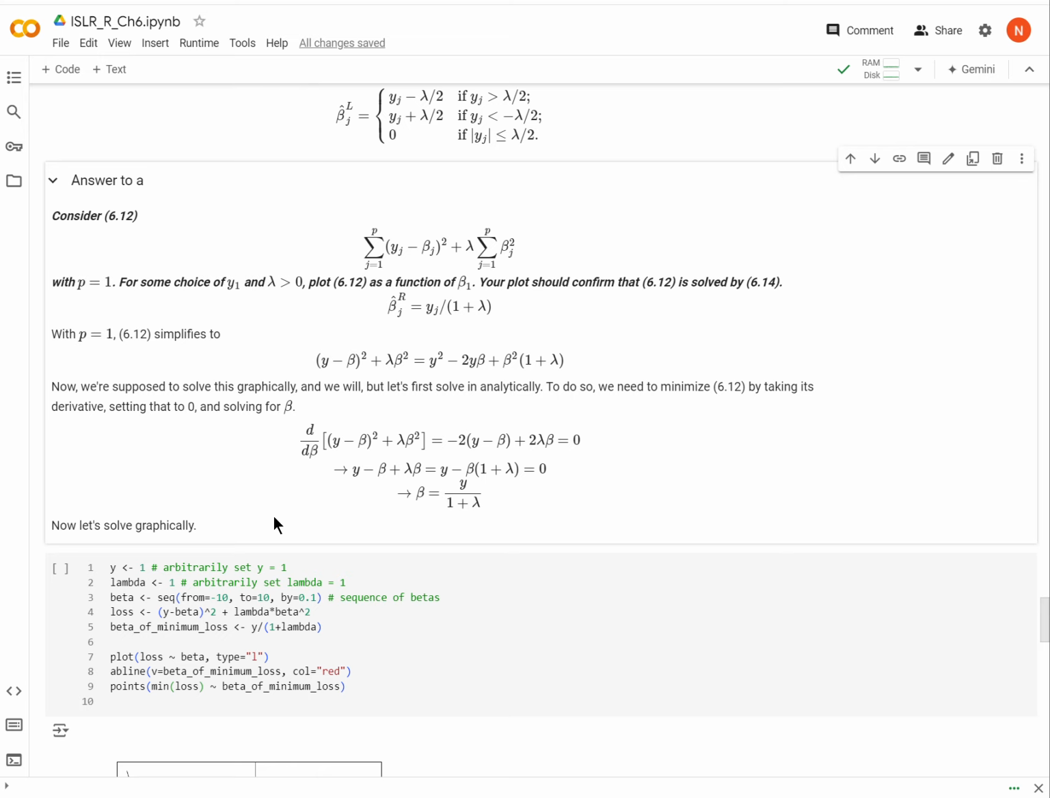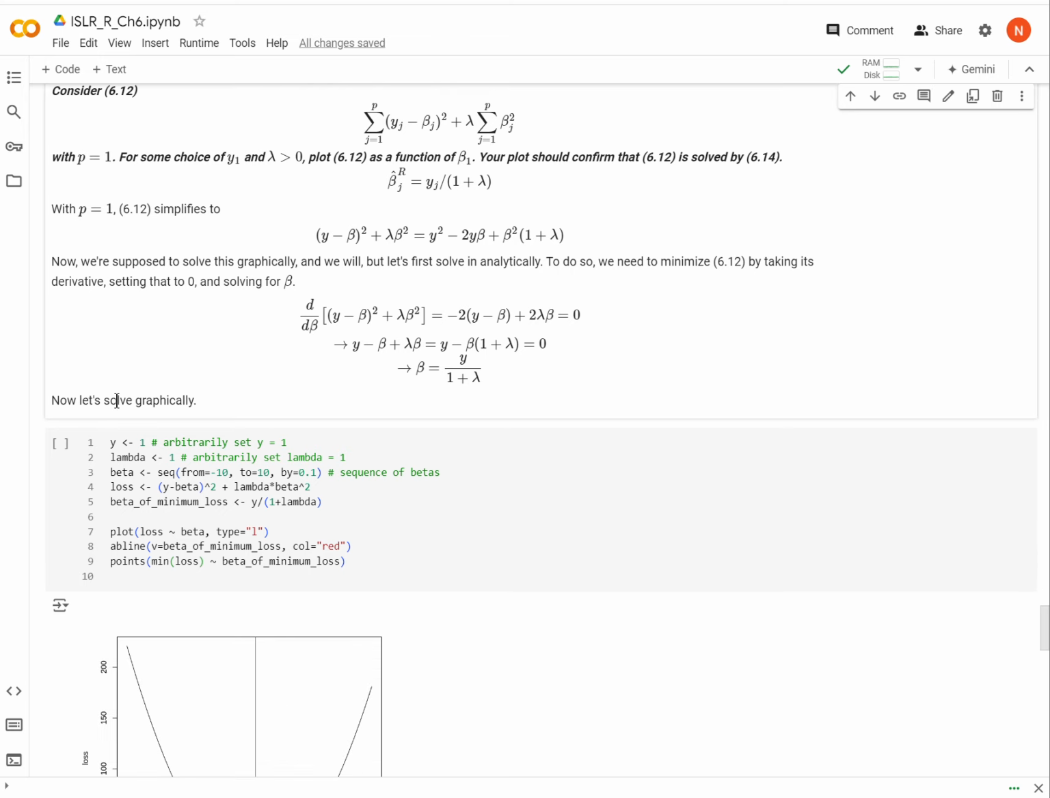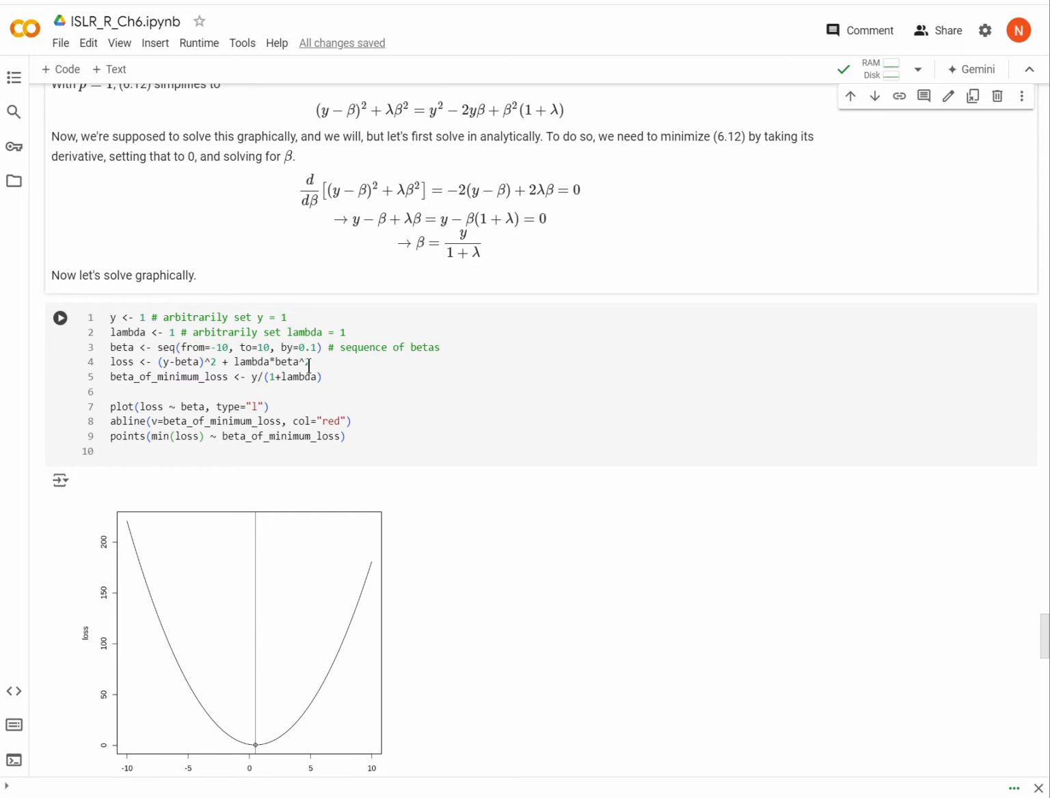Now to plot that, or to use a graph that actually maybe demonstrates that. So here's the plot, but let's just look at what's happening here. I'm arbitrarily picking a y value and a lambda. I'm just setting them both equal to 1, but you can play with those. And then I'm going to test a bunch of beta values from -10 to 10 by 0.1. So a bunch of different beta values. And now I'm encoding my loss function. That's the thing I'm going to end up plotting.